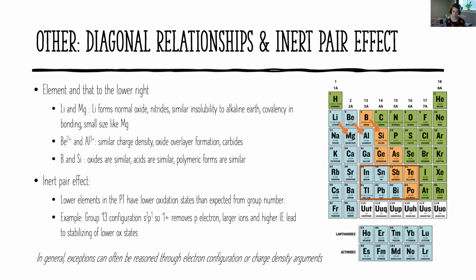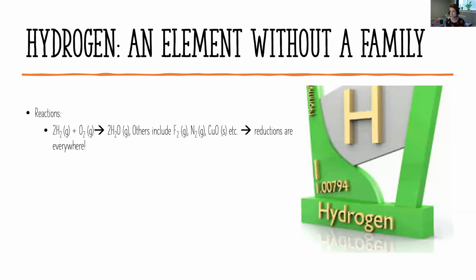Okay, so in general, exceptions to these other trends can be reasoned through electron configuration or charge density arguments. So first, let's talk about hydrogen. So I have named hydrogen an element without a family because hydrogen often is found on top of the alkali metals, or it's often found on top of the halides. Those are the two groups where it often resides. However, it has similar electronegativity to carbon, and carbon is its most often bonded partner. So if you think about hydrogen, it essentially could take 3 spots on the periodic table: above the alkali metals, above the halides, or above carbon.